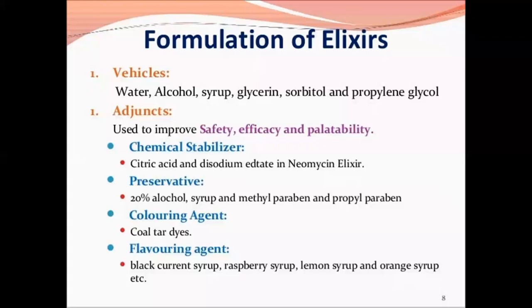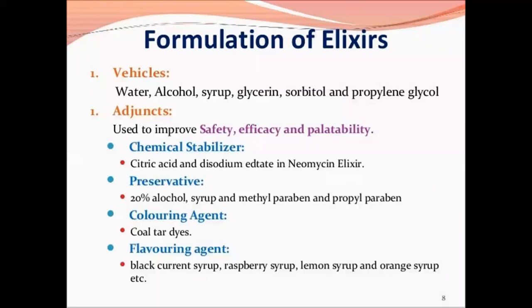Why? Syrup is used as a preservative in the formulation of elixir because it acts as a self-preservative because there is high osmotic pressure. So that's why it is used as a preservative agent, and that's why it is added in the elixir formulation. Then remaining agents are methyl parabene, propyl parabene, then coloring agents. Also they are added to improve the appearance.